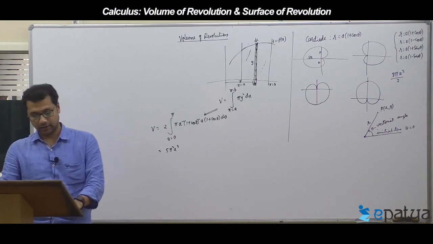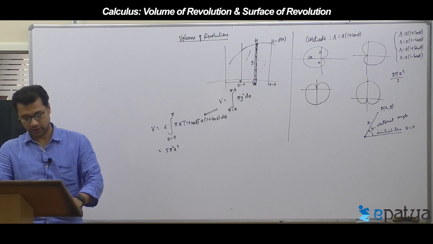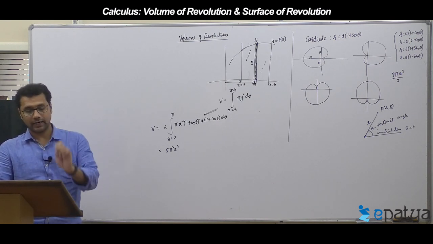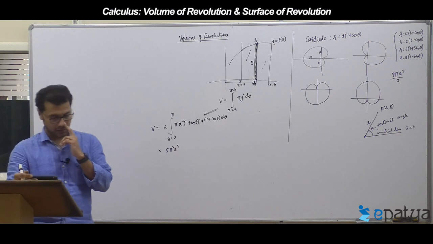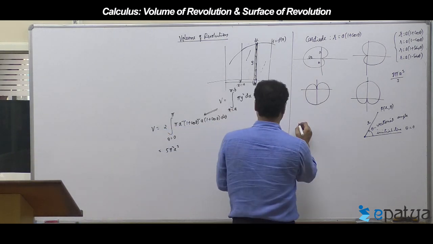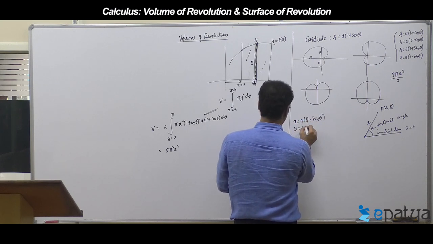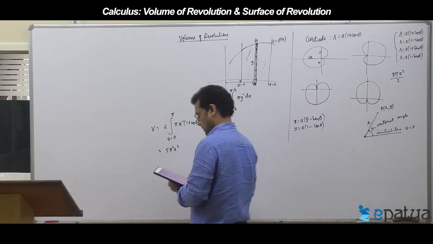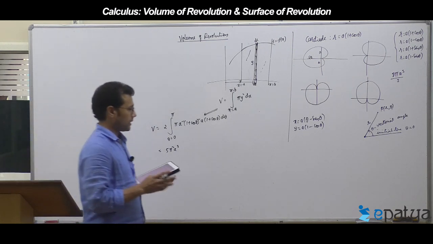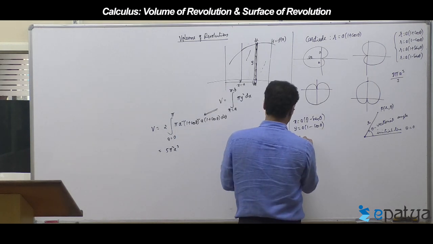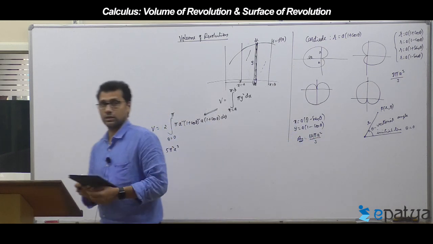Take one last question here. Evaluate the surface area of the solid generated by revolving the cycloid x equal to a into (theta minus sin theta), y equal to a into (1 minus cos theta) about the line y equal to 0. Answer: 64 pi a square by 3.